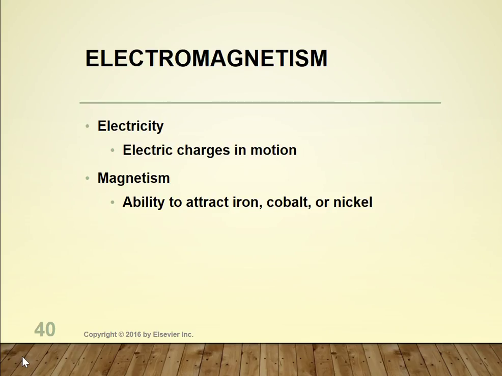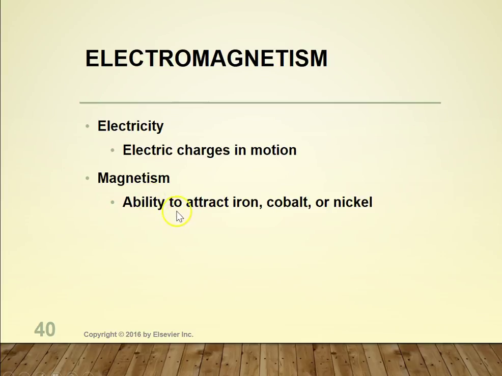Now, electromagnetism is electricity and magnetism as two different parts, but they come together as electromagnetism. And it is the relationship between the two of these properties. Now that you already know that electricity is electric charges in motion, now let's talk about magnetism.